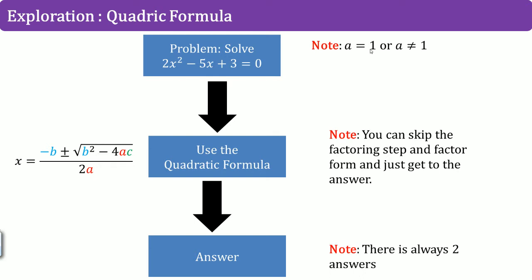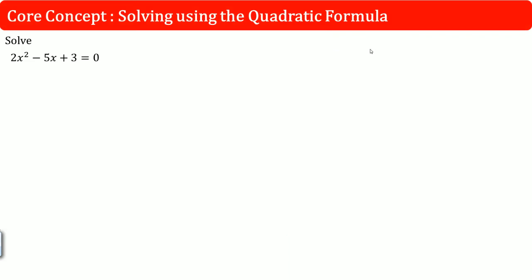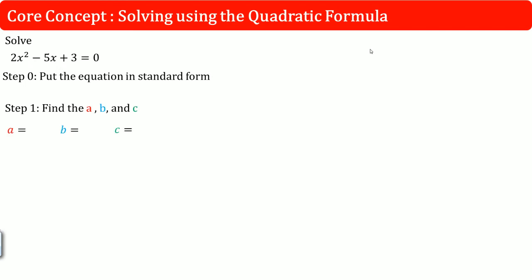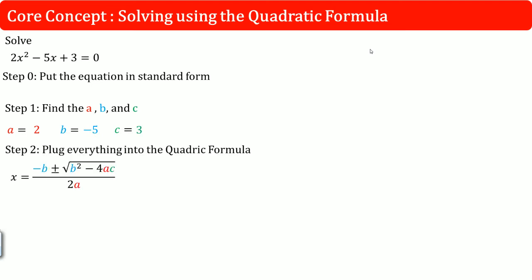Let's look at the core concept. Here we have that problem from before, 2x squared minus 5x plus 3 equals 0. Okay, we put the equation in standard form. It's already in standard form, so we can move to step 1. Find the a, b, and c. A equals 2, b equals negative 5, and c equals 3. Notice now you plug everything into that quadratic formula.